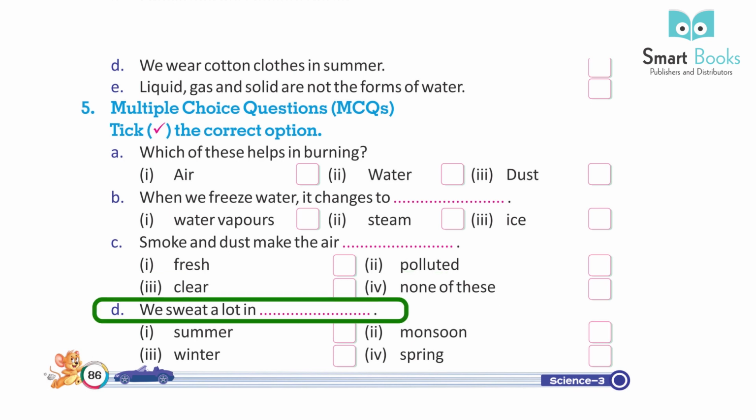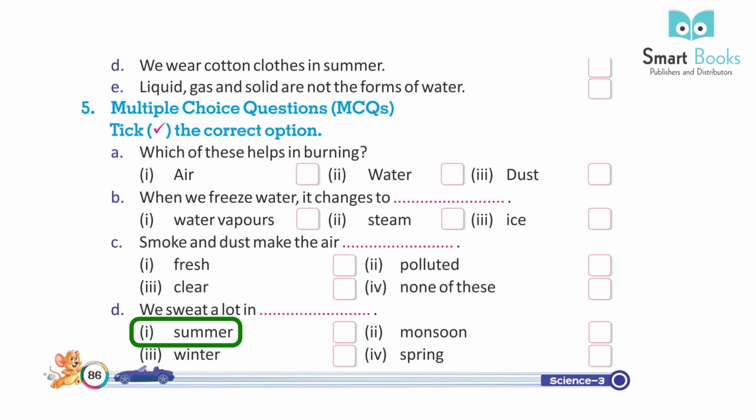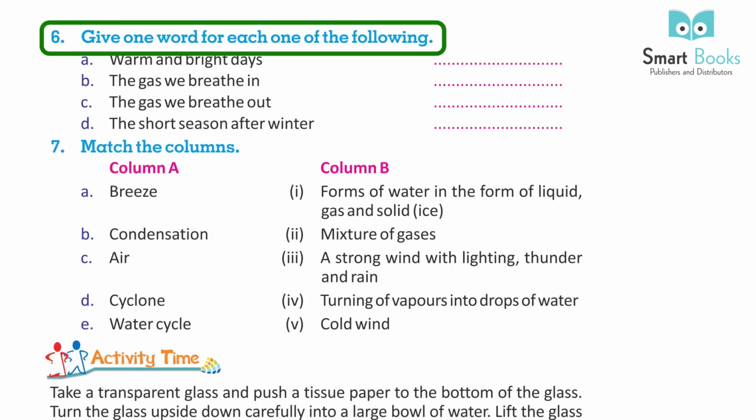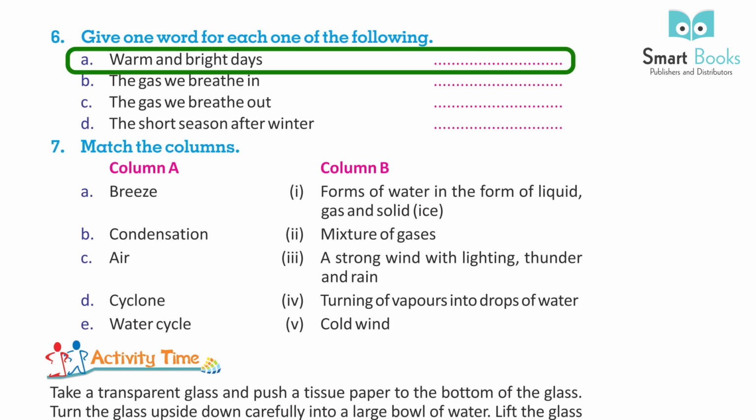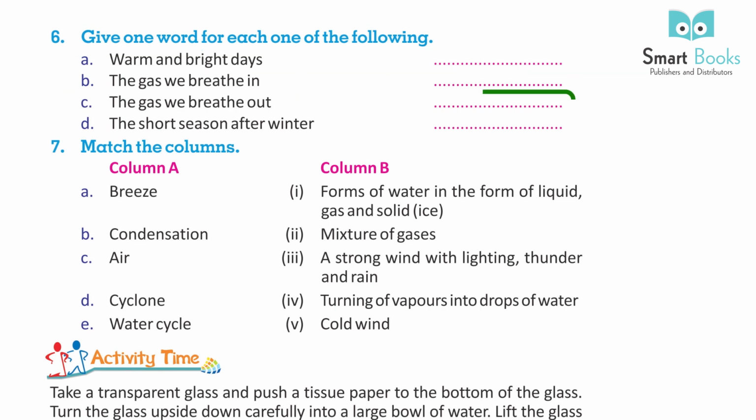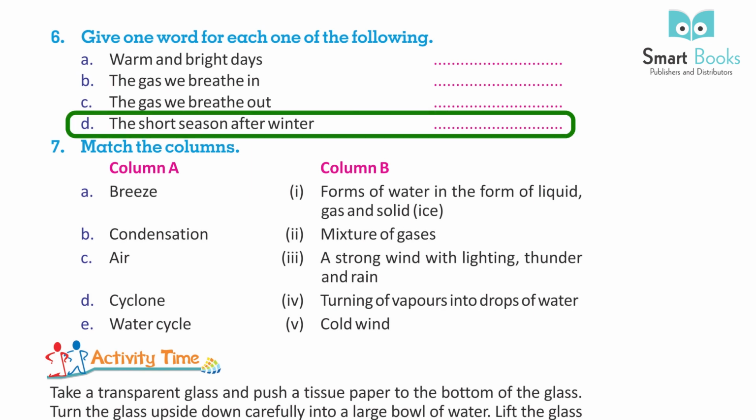D. We sweat a lot in dash. 1. Summer, 2. Monsoon, 3. Winter, 4. Spring. 6. Give one word for each of the following. A. Warm and bright days. B. The gas we breathe in. C. The gas we breathe out. D. The short season after winter.